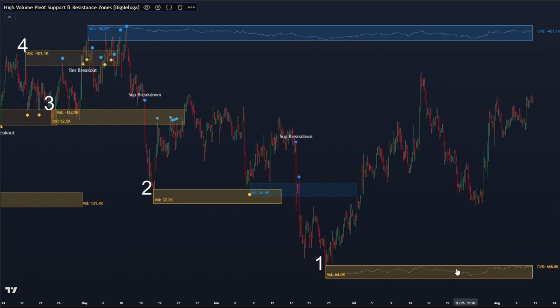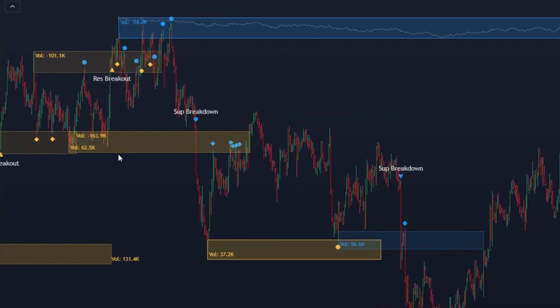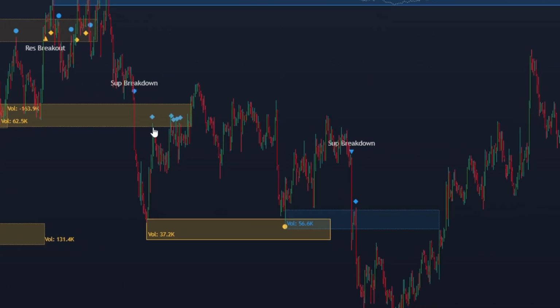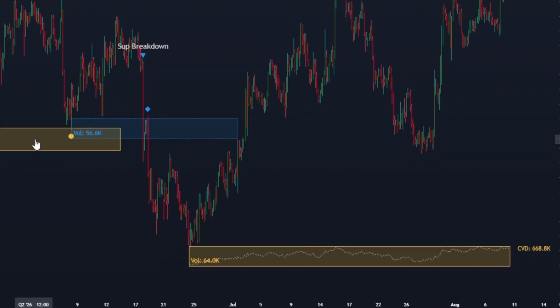The orange boxes represent support zones, while the blue boxes represent resistance zones. You should also pay attention to the border of each box. When the border is displayed as a solid line, the zone has not yet been broken. When the border changes to a dotted line, it means price has already broken through that zone. This makes it very easy to distinguish between active levels and previously broken levels.